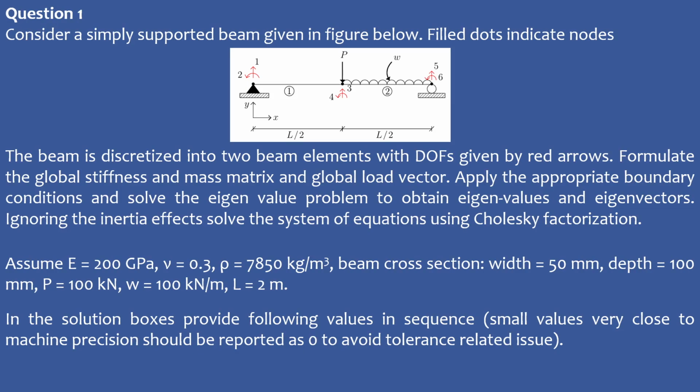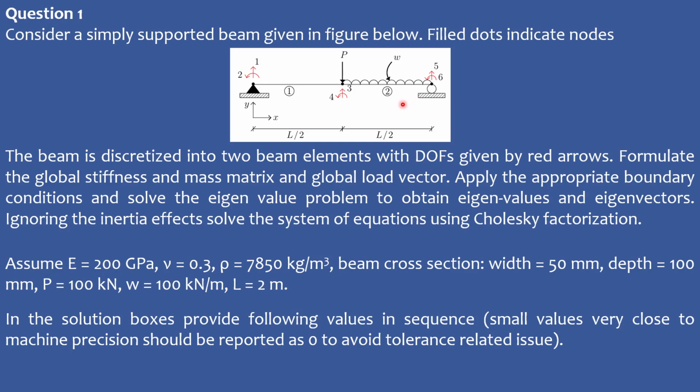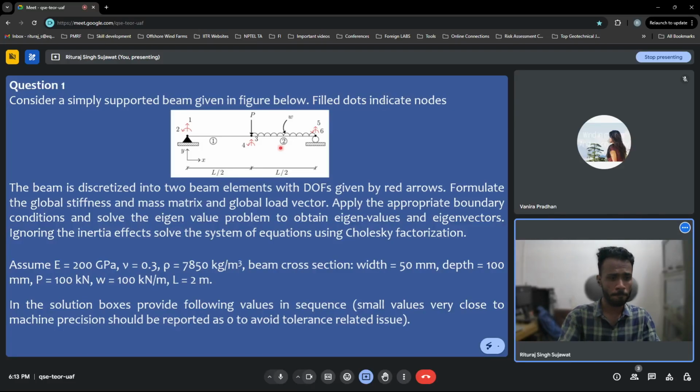The most minimum thing you can do, try to make the stiffness matrix. So first we'll make the stiffness matrix of this particular beam element, then we'll make the stiffness matrix of this particular beam element, and then we'll combine both the stiffness matrices to make a global stiffness matrix, which you can utilize in getting the solution of this problem. So let's see.